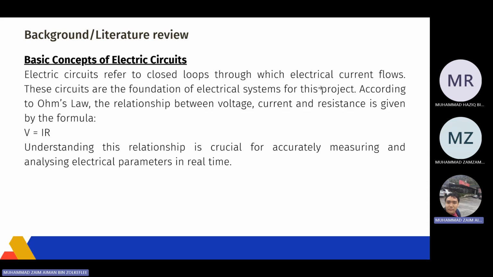For our second chapter, background and literature review. Basic concept of electrical circuits. Electrical circuits refer to a closed loop through which electrical current flows. These circuits are the foundation of electrical systems for this project. According to Ohm's law, the relationship between voltage, current, and resistance is given by the formula V equals IR. Understanding this relationship is crucial for accurately measuring and analyzing electrical parameters in real time.